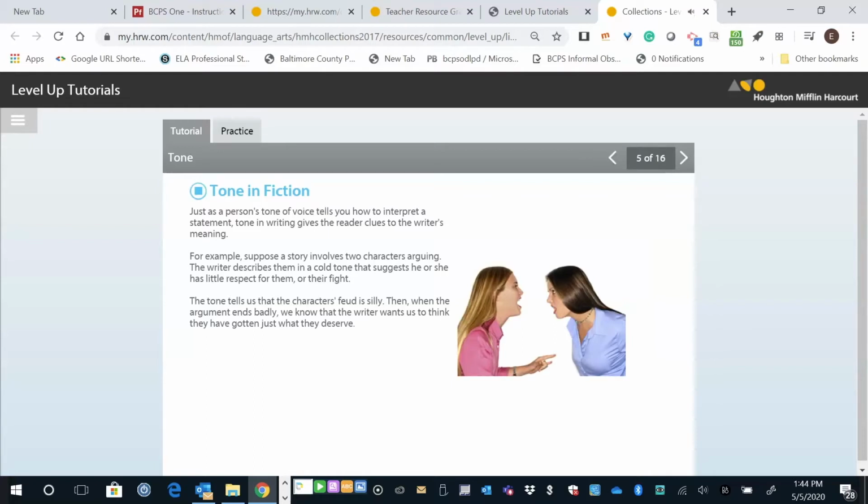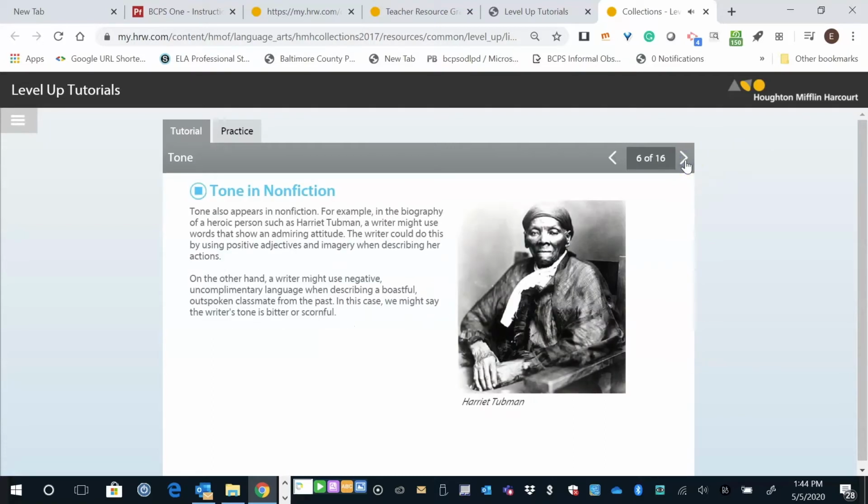Just as a person's tone of voice tells you how to interpret a statement, tone in writing gives the reader clues to the writer's meaning. For example, suppose a story involves two characters arguing. The writer describes them in a cold tone that suggests he or she has little respect for them or their fight. The tone tells us that the characters' feud is silly. Then, when the argument ends badly, we know that the writer wants us to think they have gotten just what they deserve.